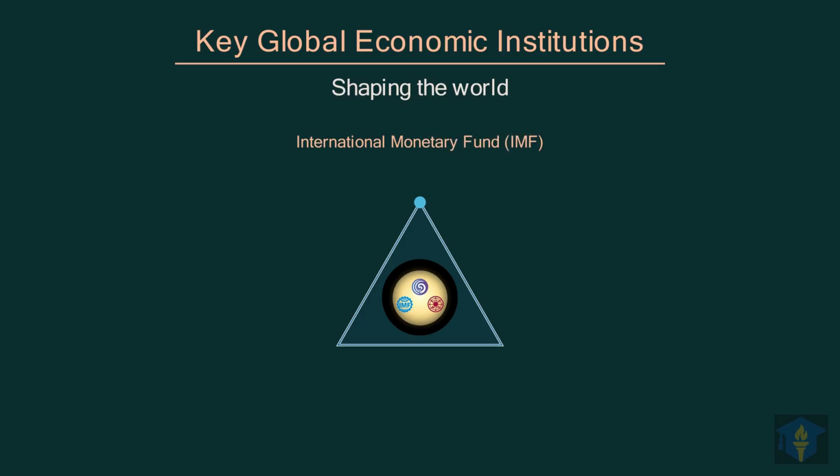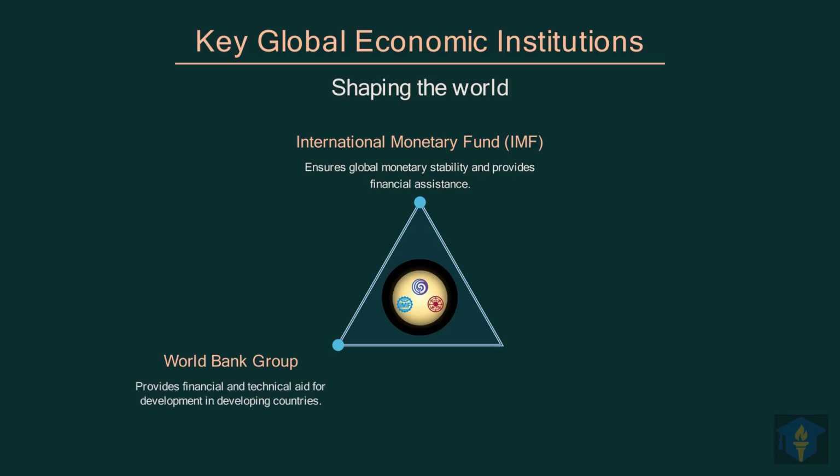First, we have the International Monetary Fund, commonly known as the IMF, a key player. The IMF ensures global monetary stability and provides financial assistance to countries in need. Next, let's look at the World Bank Group, an institution dedicated to development. It provides crucial financial and technical aid to support development in developing countries worldwide. Lastly, we have the World Trade Organization, or WTO, which governs global trade rules. The WTO facilitates fair international trade and helps resolve disputes between trading nations.